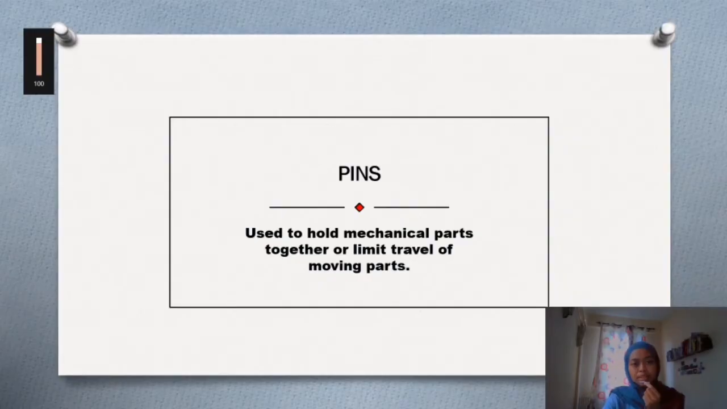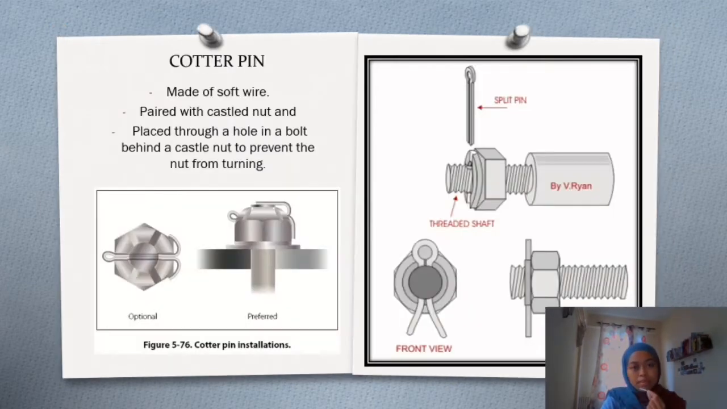Fastener pins are used to hold mechanical parts together or limit the travel of moving parts. Firstly, we will go through the quarter pin. A quarter pin, which is the same as a split pin, is made of soft wire. It is usually paired with a castle nut as shown in the diagram.